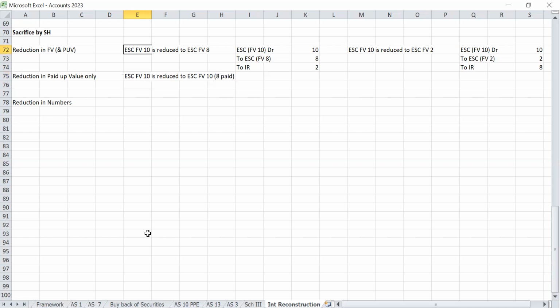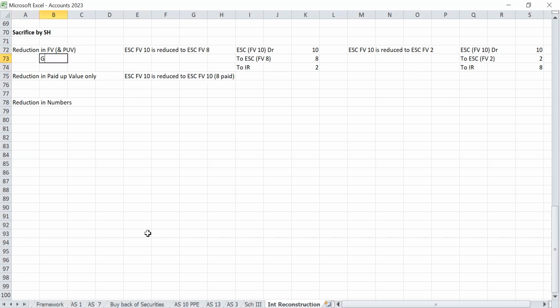Here, in the first case, face value 10 is converted to face value 8. In future, you cannot make a final call, because 10 rupees is reduced to 8 rupees. The face value is 8 rupees and the paid up value is also 8 rupees, so you cannot make a final call. But here, face value is 10 and the paid up is 8 rupees, so still you can make a final call.